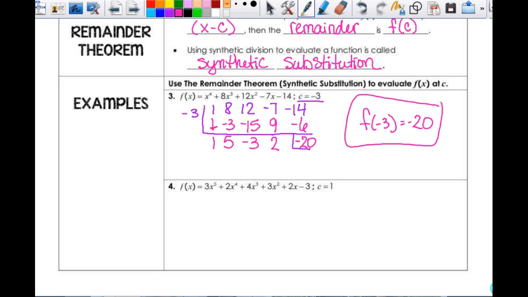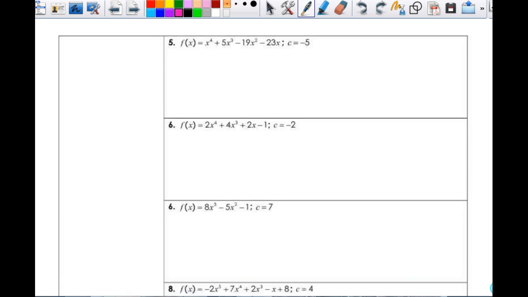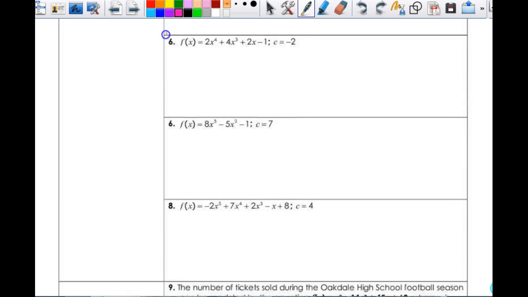I want you to do the first number 6. There's 2 number 6s. Just to keep you on your toes, we're going to do the first number 6.